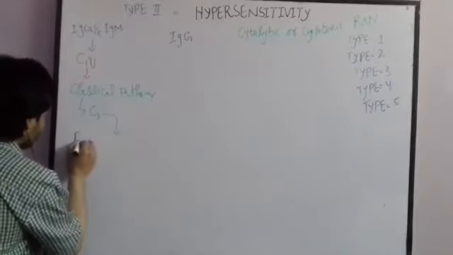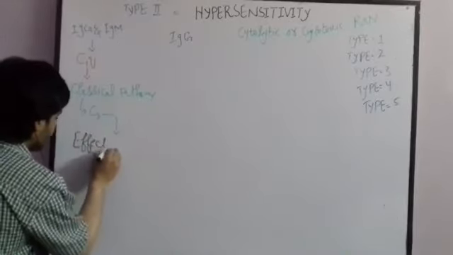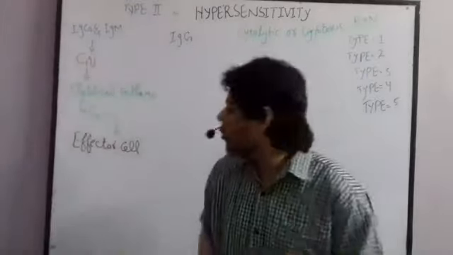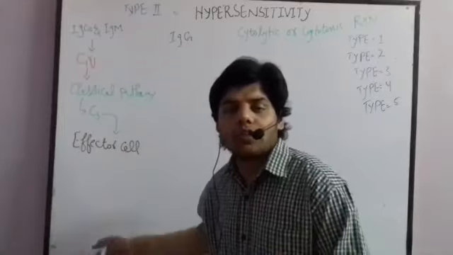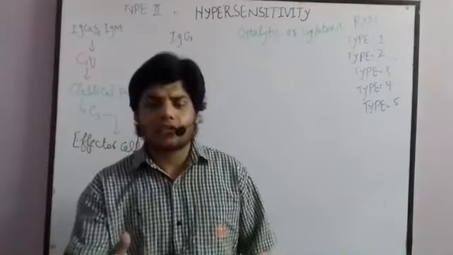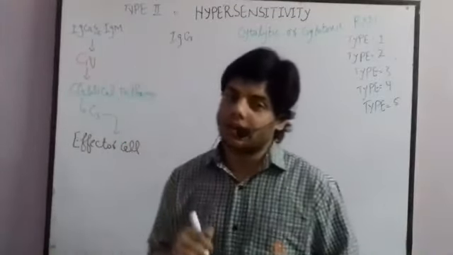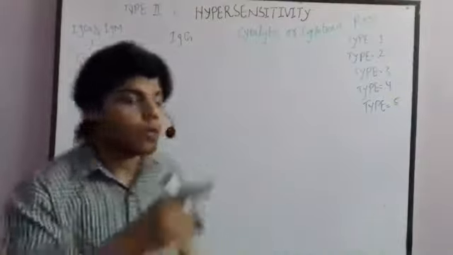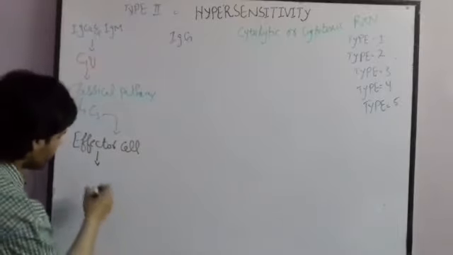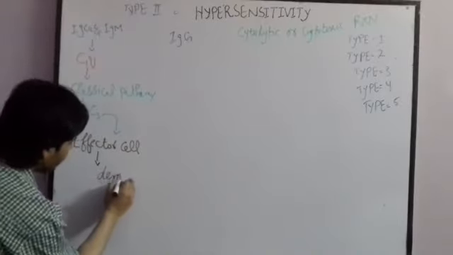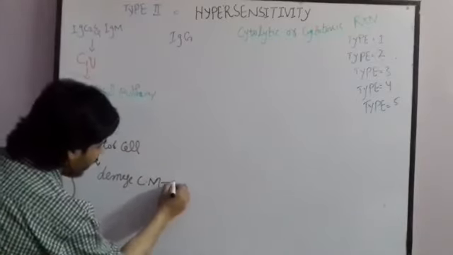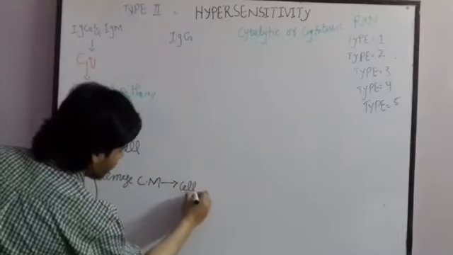So let me write effector cells. Effector cells include neutrophils, eosinophils, platelets, macrophages, monocytes, and lymphocytes. All these cells are the effector cells. These effector cells will cause damage. They will damage the cell membrane, and then it will lead to cell death.